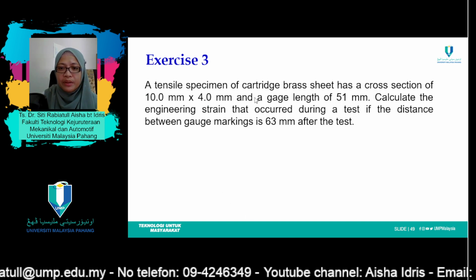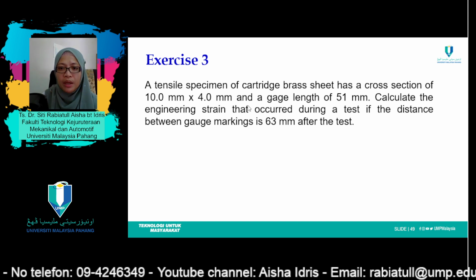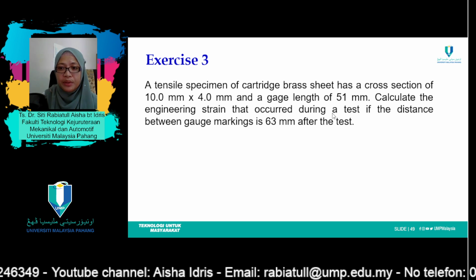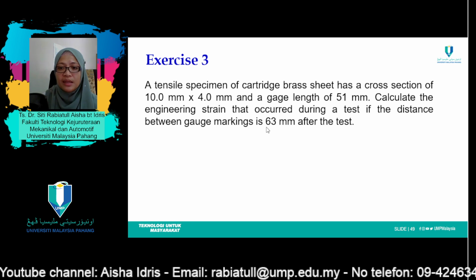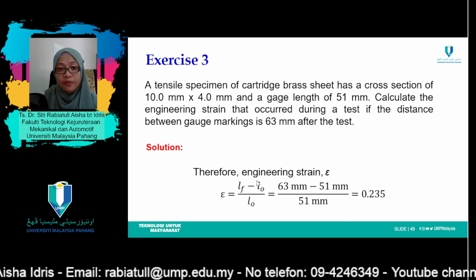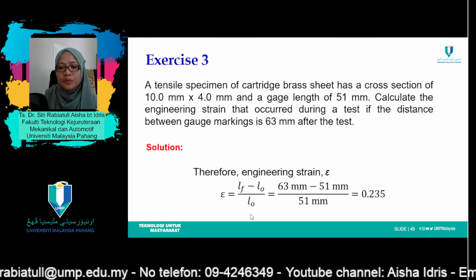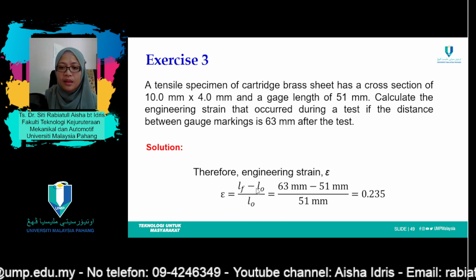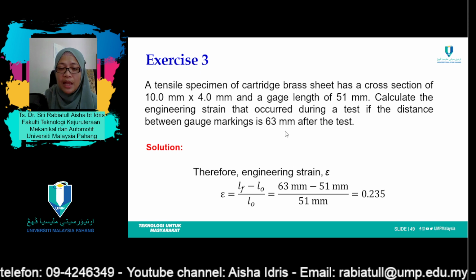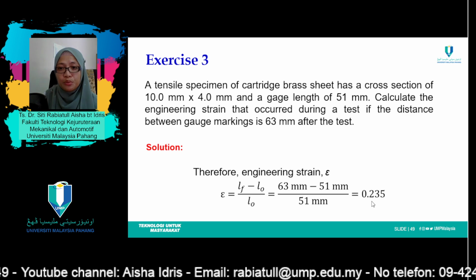A tensile specimen of cartridge brass sheet has a cross section of 10 mm times 4 mm and gauge length of 51 mm. Calculate the engineering strain that occurred during a test if the distance between gauge markings is 63 mm after the test. Do you still remember the formula for strain? Okay, so this is the formula for strain. So now we can just key in the information by using the statement over here. Then you should be able to calculate the value of strain, which is equal to 0.235.